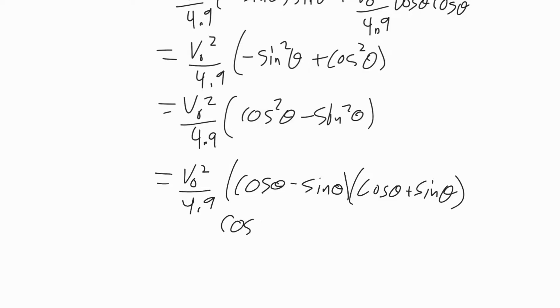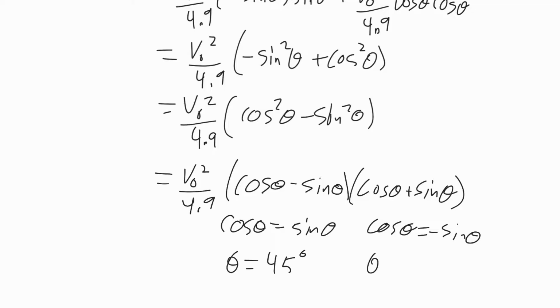Well, that would mean cos theta equals sine theta, or cos theta equals negative sine theta. Now, where does cos theta equal sine theta? Think on the unit circle. Where are cos and sine equal to the same value? Well, of course, at theta equal to 45 degrees. And where is cos theta equal to negative sine theta? That happens at 135 degrees.